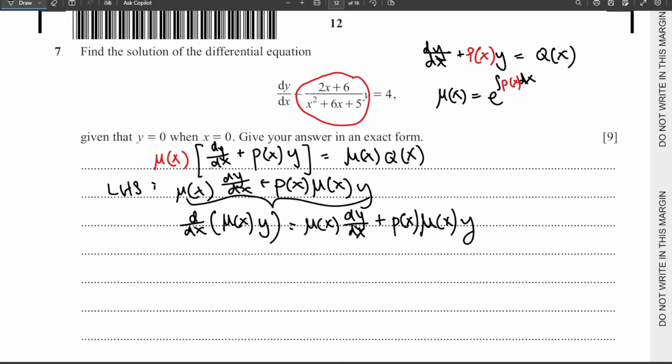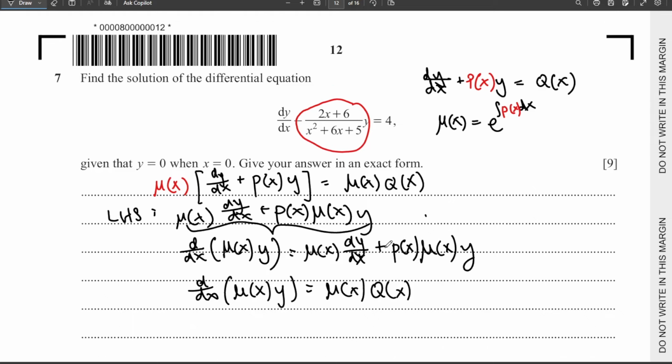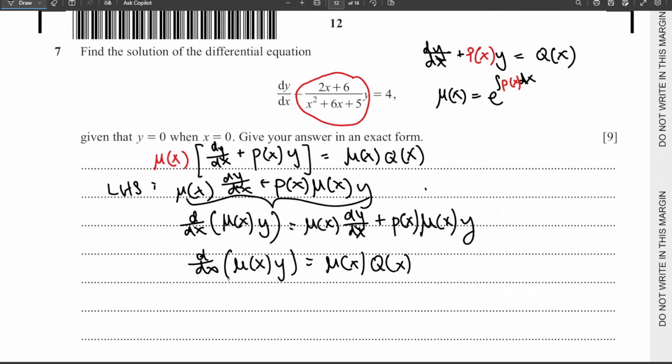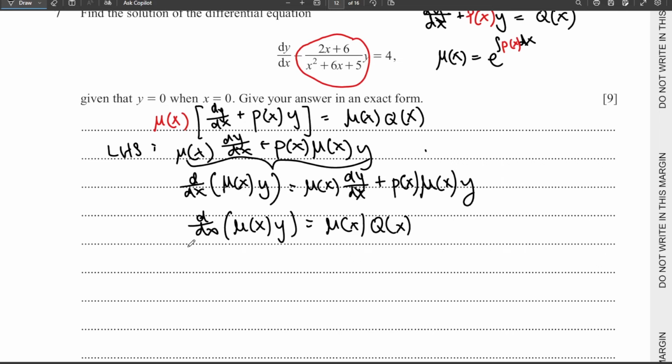So the entire left hand side reduces to the derivative of mu(x) multiplied by y. And we get this relation where the derivative of mu(x)y equals mu(x) multiplied by q(x), from the original differential equation. We reduce it to this form. After we reduce it to this form, the solution should be simple, where we can integrate both sides and find the solution there.